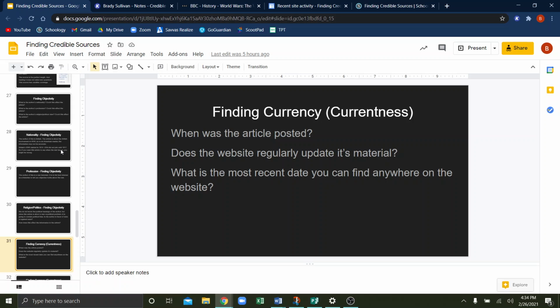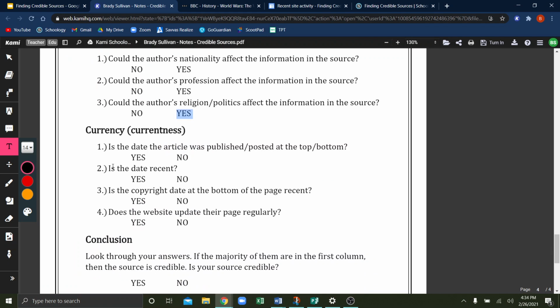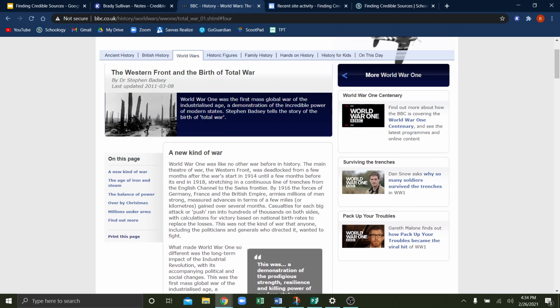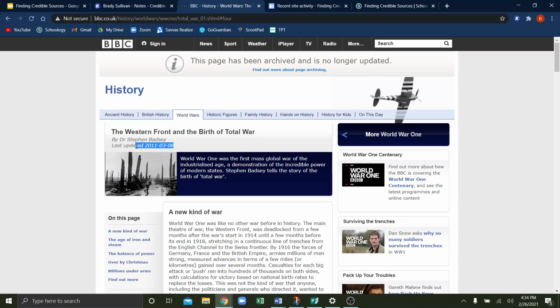Let's skip back here. Currentness. When we're doing currentness, we ask ourselves the following questions. Is the date on here? If it doesn't tell you the date, you should already be skeptical. We know that it has the date. It's right here. Last updated 11/3/8.